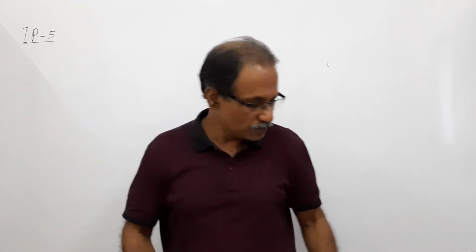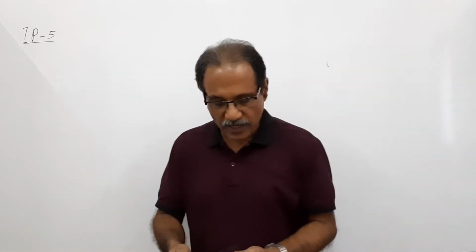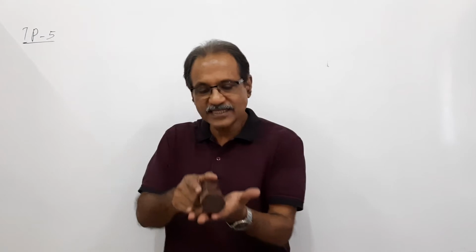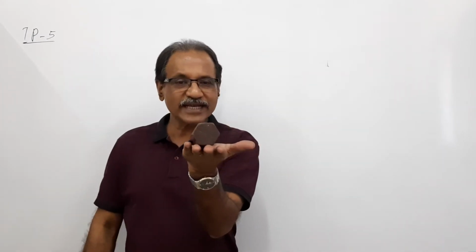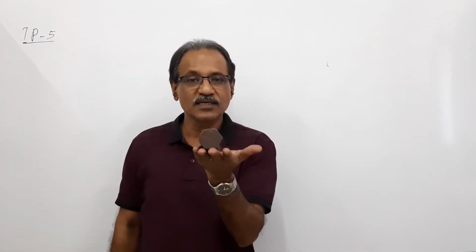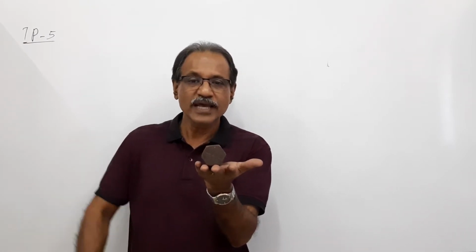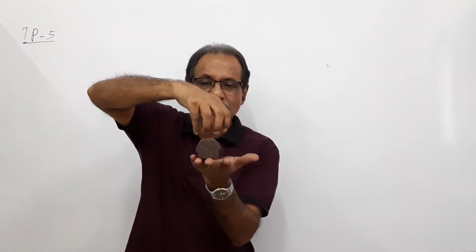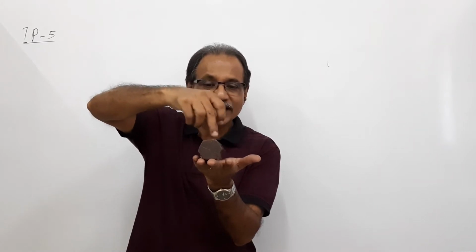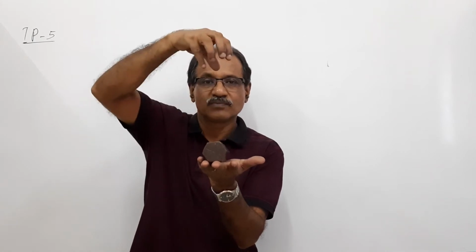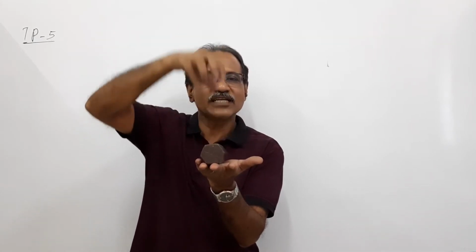In this problem, we have a hexagonal prism lying on the ground on a rectangular face. Not standing, it is lying on the ground on a rectangular face. On the center of the top rectangular face, a cylinder is standing. Agreed? A cylinder is standing.